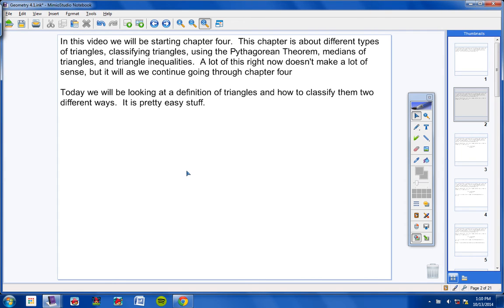Today we're going to be looking at a definition of triangles, which of course sounds a little dumb. I know we all know what a triangle is, but we're going to write down the definition of a triangle, and also we're going to look today at how to classify triangles into two different categories. Okay, so it's pretty easy stuff, and hopefully you guys will understand this material pretty well.